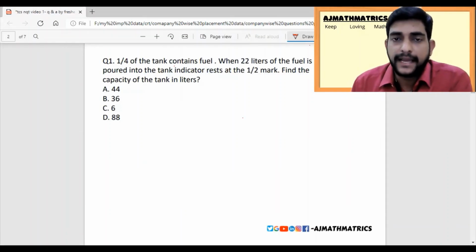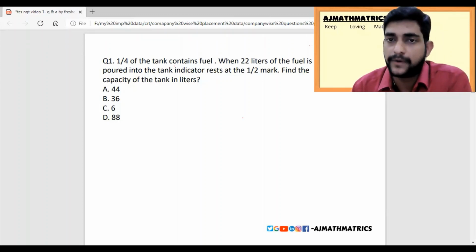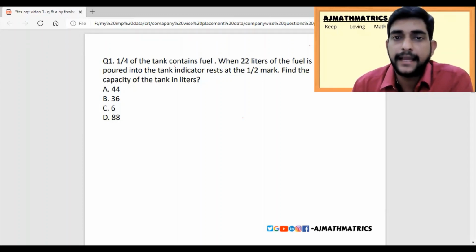1/4th of the tank contains fuel. So the fuel is 1/4th of the tank, and 22 liters of fuel is poured into the tank, which means 1/4th of the fuel is already there in the tank, and we are adding 22 liters to it. The tank indicator reads half mark, which means if you combine these two, it equals half of the capacity of the tank. Find the capacity of the tank in liters.